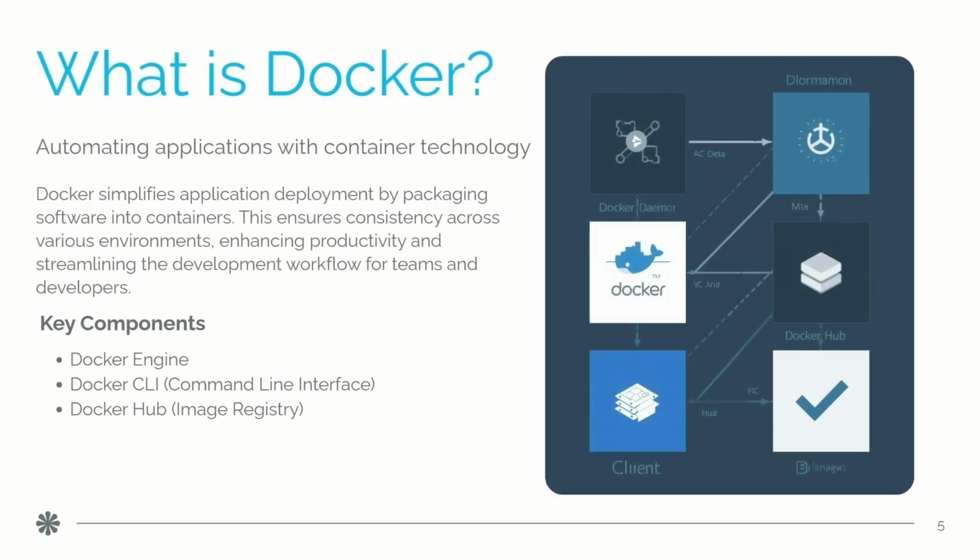Now, what is Docker? Docker is a platform that automates application deployment using containers. It consists of three main parts: Docker Engine, which runs and manages containers; Docker CLI, which lets you interact with Docker through commands; and Docker Hub, which is the central registry for storing and sharing images. Together, they make containerization accessible to everyone.